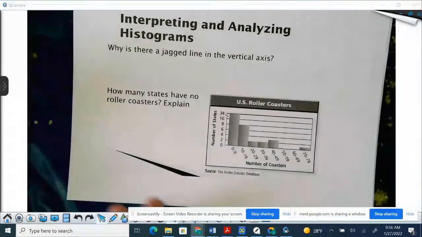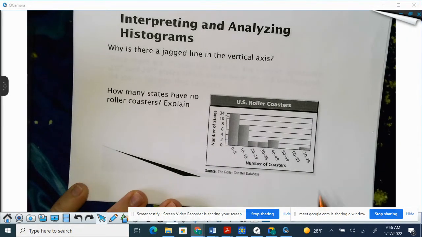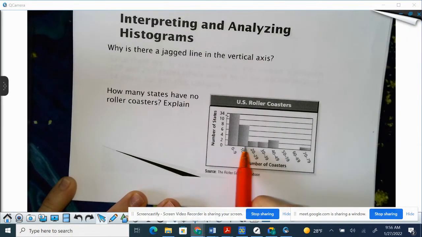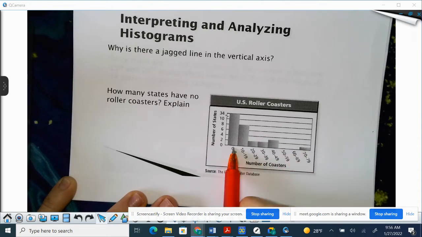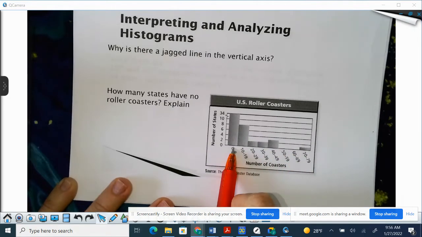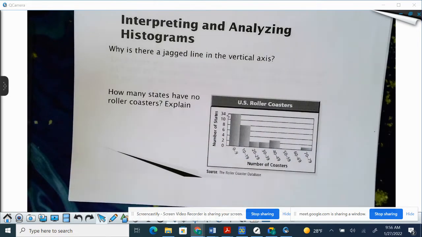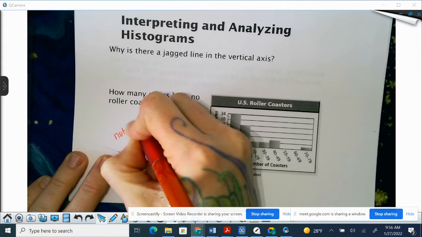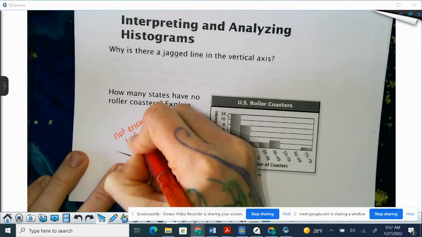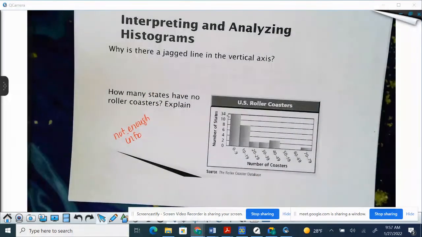How many states have no roller coasters at all? You can't answer that question because you don't know. In this 0 to 9, these 34 states could all have one. They could have 1, 2, 4, 7, 8, 9. They could have any of those numbers in there. It's not enough information, because you don't actually know what this data set looks like. You just know the visual representation in a histogram. So we can't answer that question.